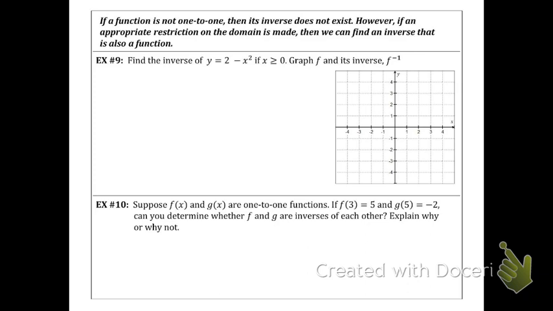So I'm going to graph y equals 2 minus x squared, which is the same thing as saying negative x squared plus 2. So I'm just going to use what we've learned in the past about the parent functions and stuff. So I know my parent function is x squared.